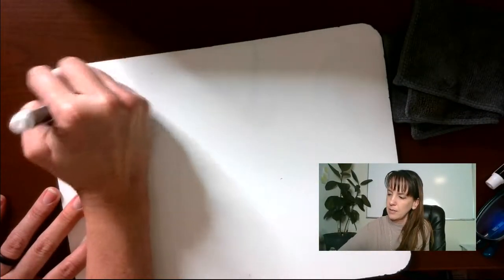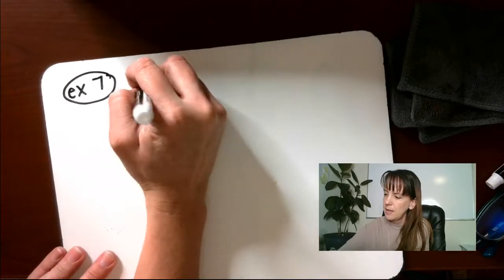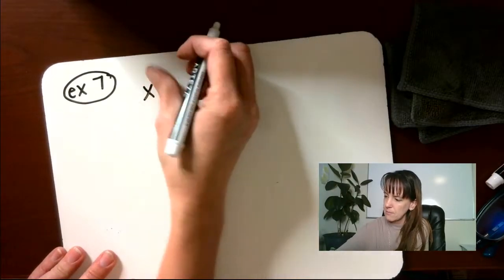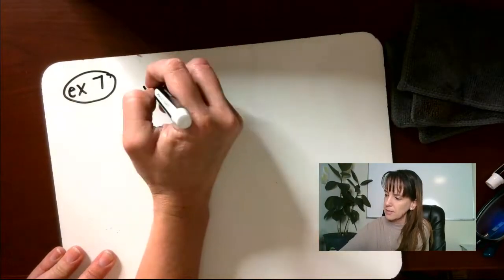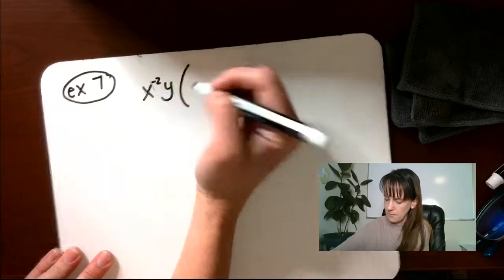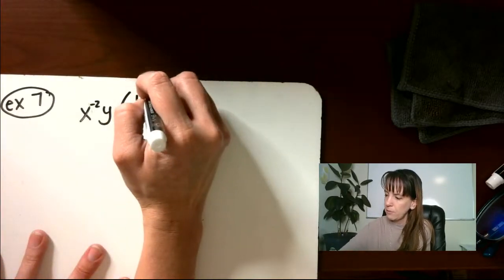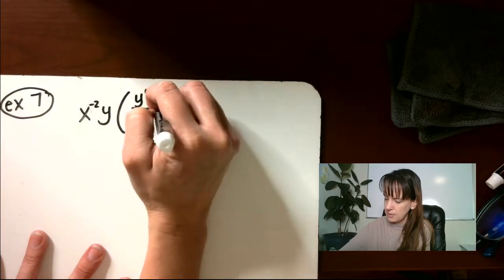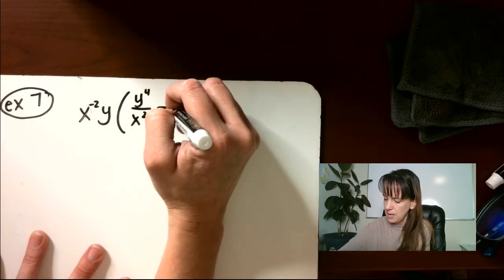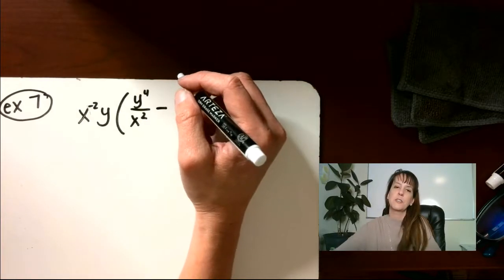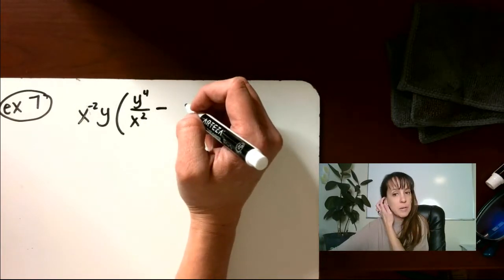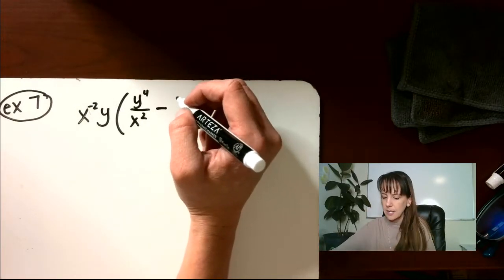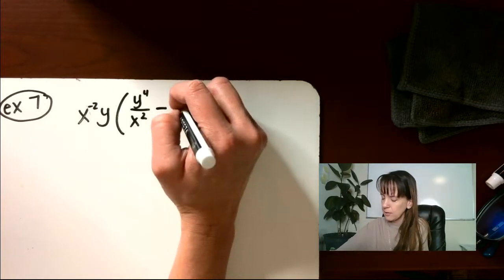Example number 7. x to the negative 2 y, y to the 4th, x squared... Oh, and this is telling you, be sure to read your directions. So if you're following along at home, this is on page 163. It says, use the distributive property to expand all this stuff.